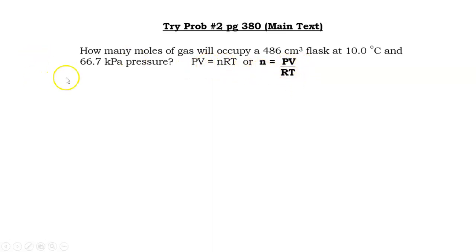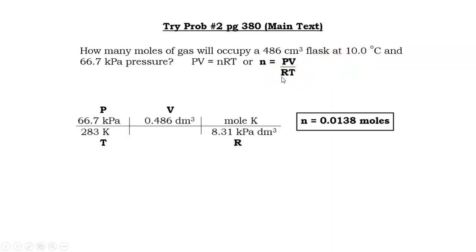Where's pressure? Pressure is 66.7 kilopascals. Volume, 486 centimeters cubed. Well, now we need it in decimeters cubed, so it's 0.486 decimeters cubed. And then 10 degrees Celsius, well, we have to add 273, so that should be 283 Kelvin. And then R we know to be 8.31.